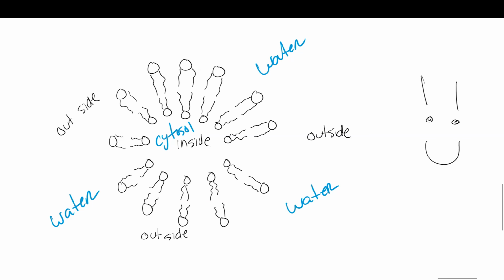So they're happy. And look at these guys. These lipid tails that hate water, they're hydrophobic and nonpolar. They're all hanging out with each other. There's no water in between them at all. And that's how phospholipids assemble on their own in this kind of a pattern to form a cell.